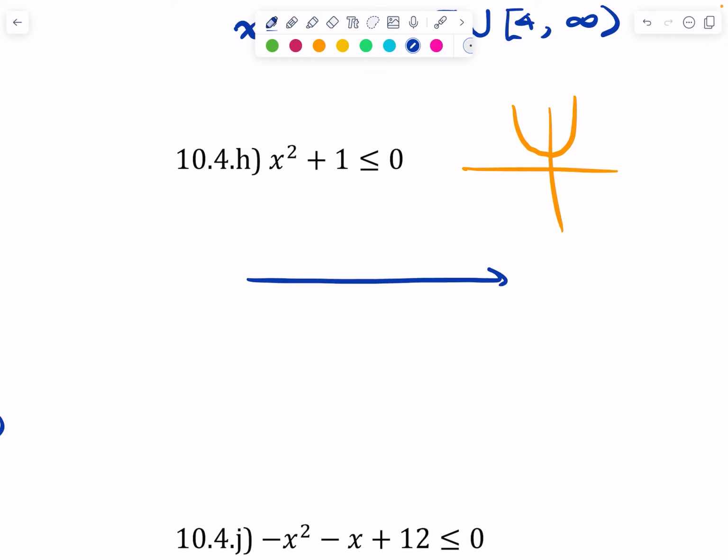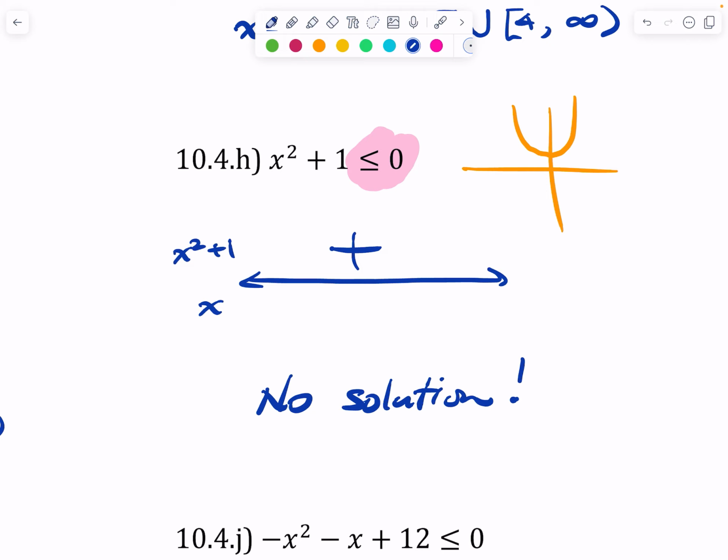As a result, this thing is always positive. Where is it less than or equal to 0? Well, I don't see any negatives, I don't see any zeros, so that's a whole never. There is no solution to that. It's just madness. And it leaves us all in shock.